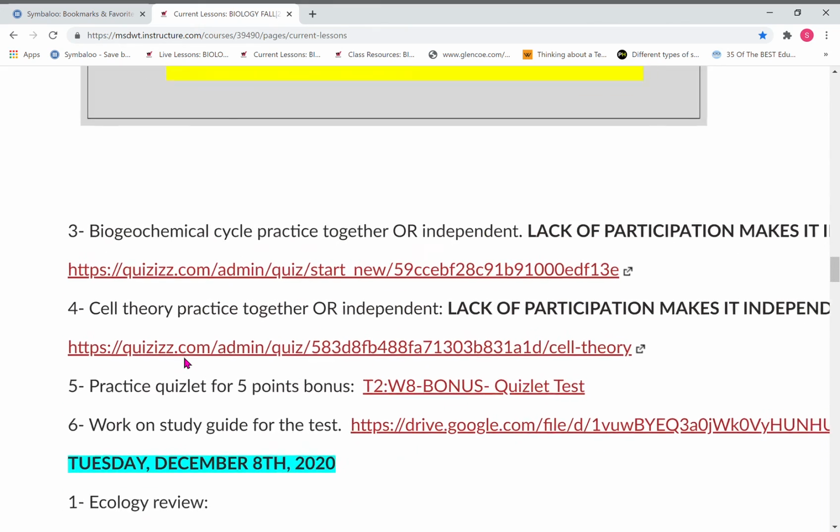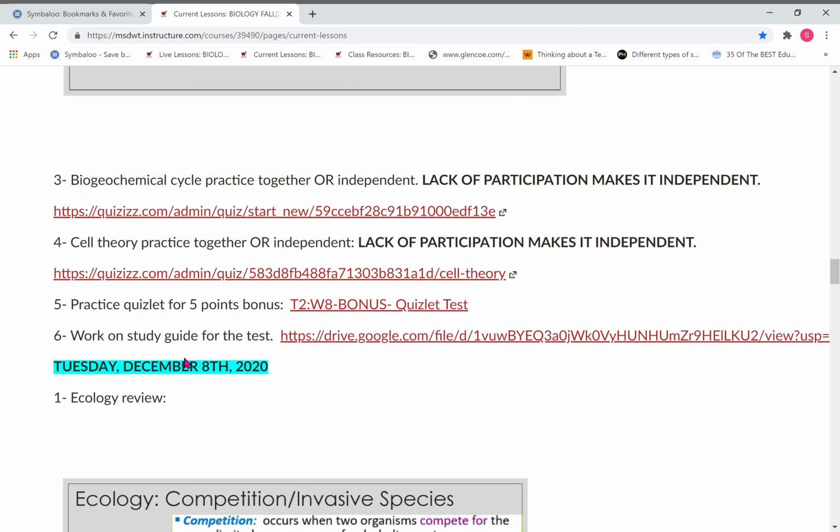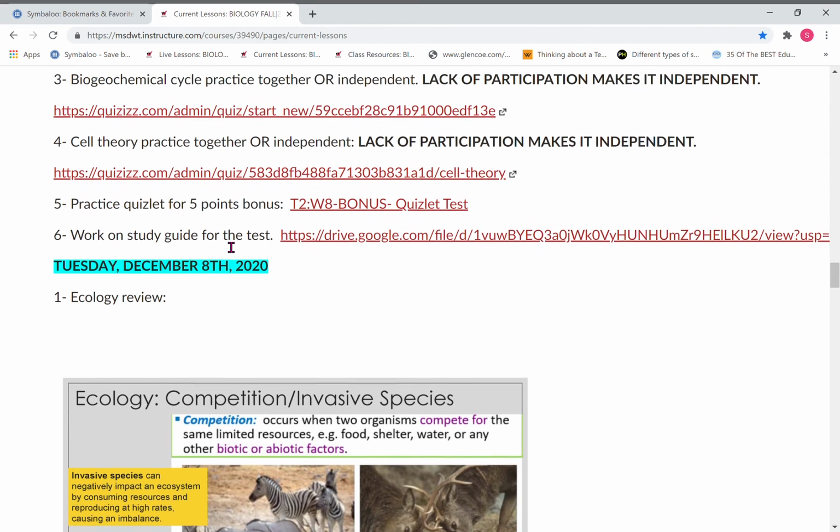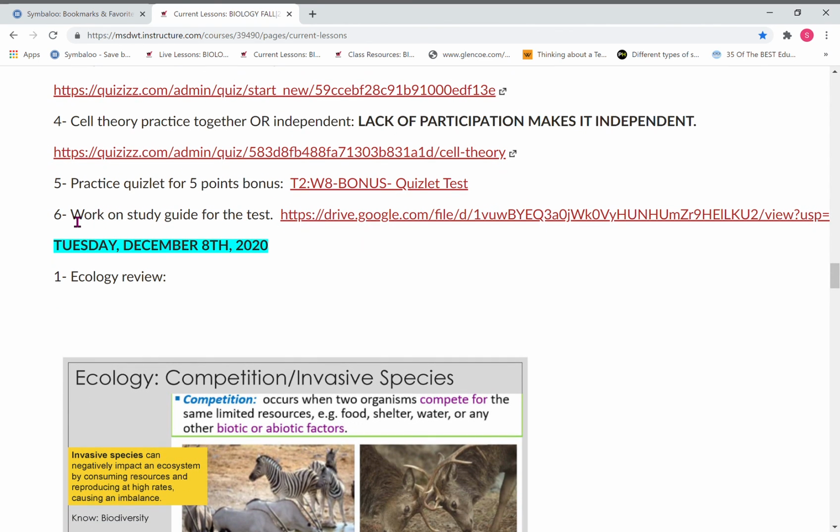Here are the activities we did. If you wanted to participate, you either worked with me or independently on these quizzes. And these 2 quizzes, one was to practice biogeochemical cycles, the other was to practice cell theory. We did a Quizlet. This is a bonus that was put in the list up at the top for possible activities to complete for the week. Here's the study guide, and again, the answers to the study guide are at the top of the page.